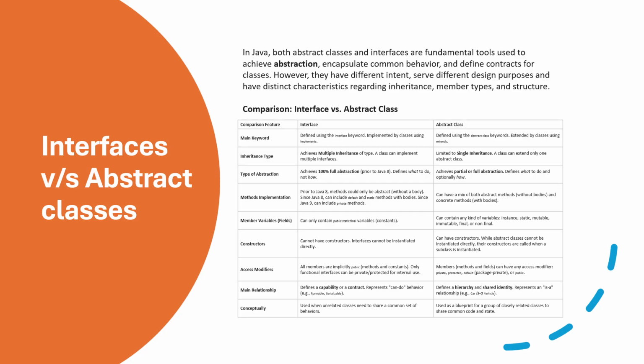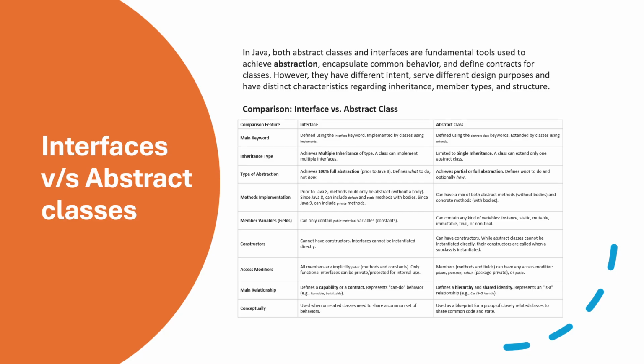So first feature is the keyword. Interfaces are defined using the interface keyword and implemented by classes using the implements keyword, while abstract classes are defined using the abstract class keyword and extended by classes using extends.